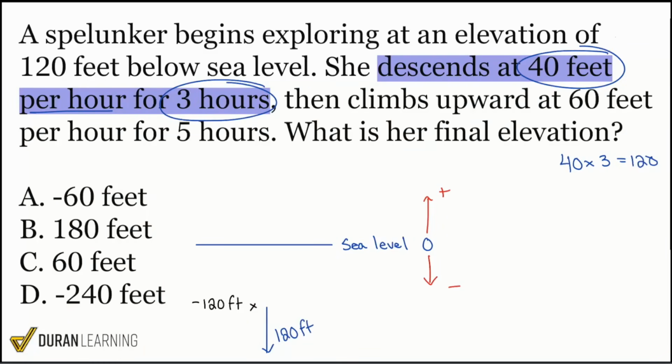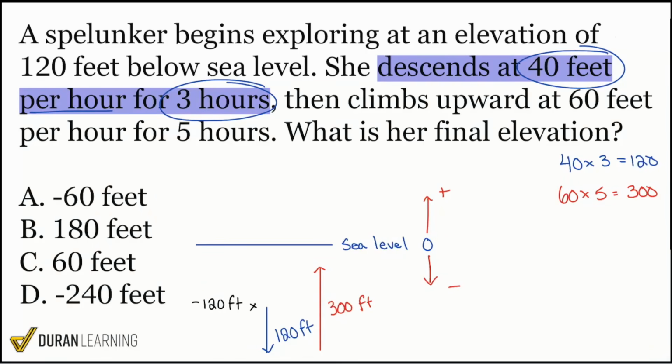And then it says, climbs upward at 60 feet per hour for 3 hours. Everybody, climbs upward, I think that's going to be self-explanatory. That means that we'll be going up by a certain amount, and that's going to be 60 feet per hour times 3 hours. So if we go ahead and do that right here on the side, 60 times 5, that's going to give us 300. So that means that we're going up by 300 feet.